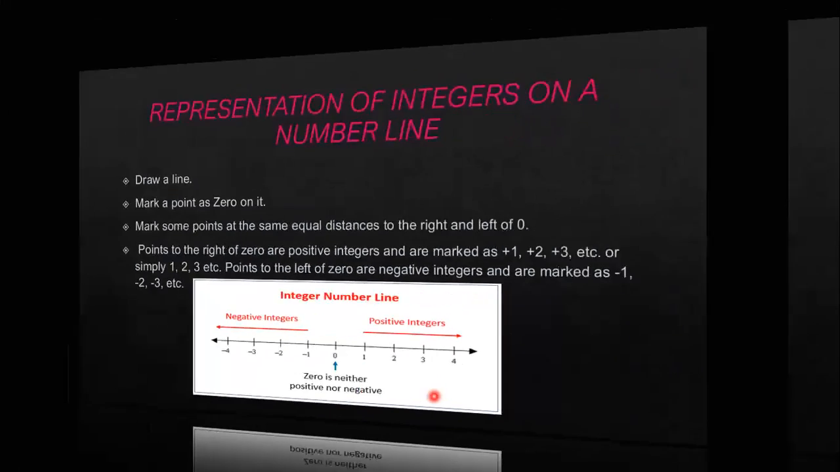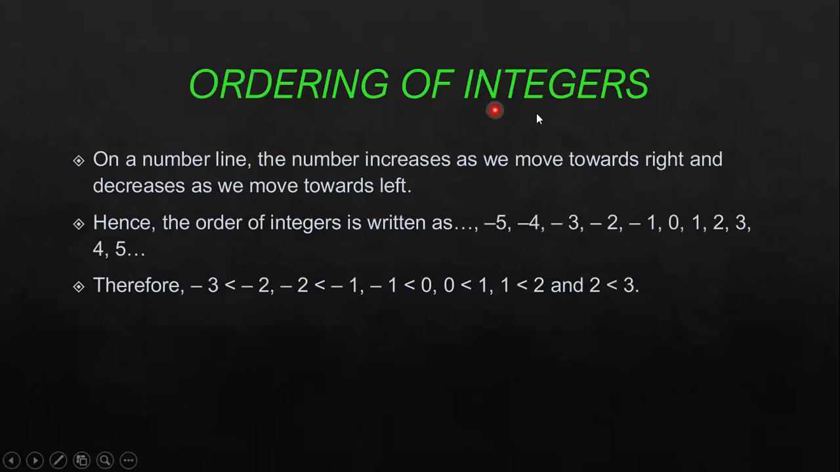Next is ordering of integers. On a number line, the number increases as we move towards the right and decreases as we move towards the left. In a number line, we write positive numbers on the right side and negative numbers on the left side. If we move towards the right, the value increases, and in the same way the value decreases towards the left side.